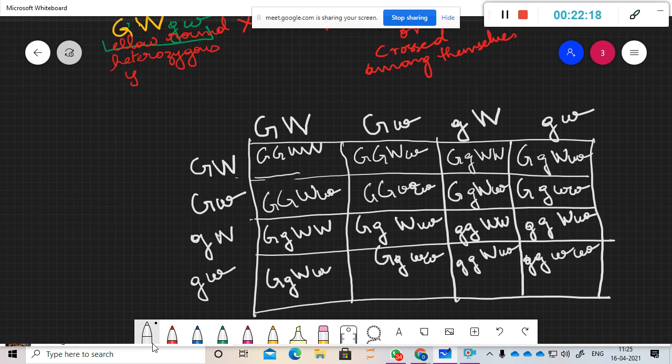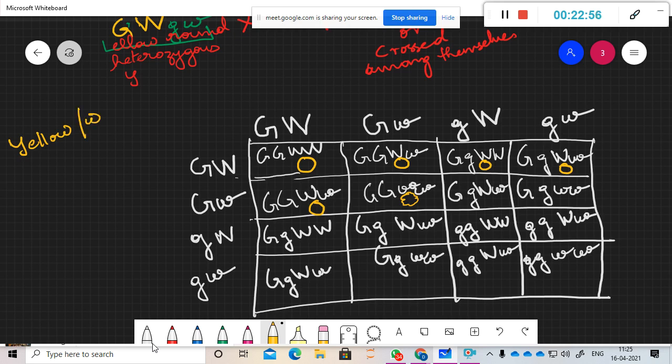And now you find what is the pod shape. This is yellow and round. This is also yellow and round. This is also yellow and round. For the first time this is yellow and small w. This is yellow and wrinkled. So for the first time a new assortment comes out.